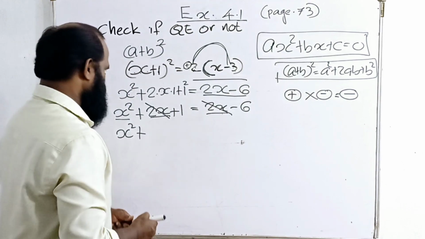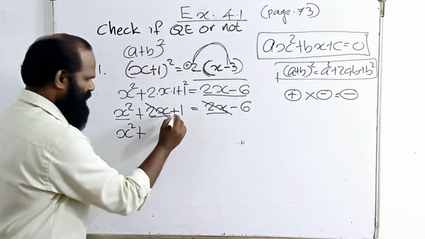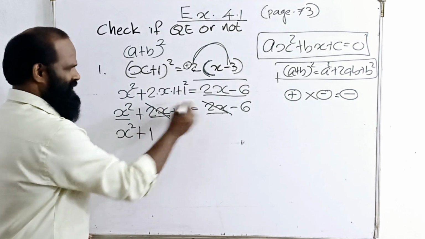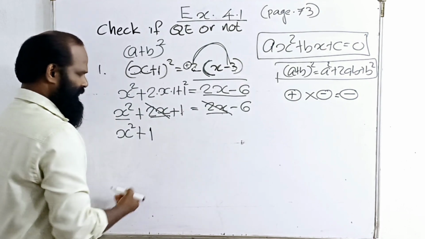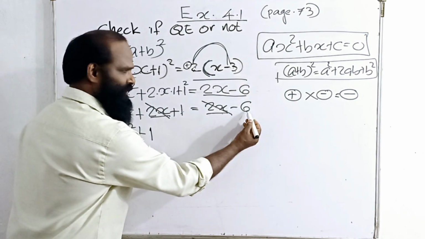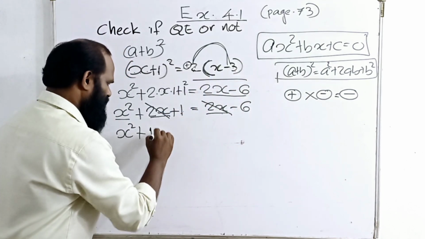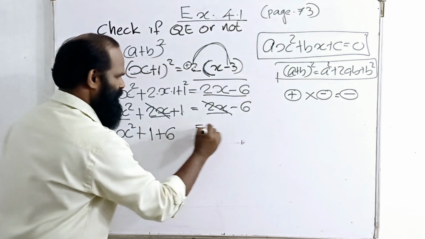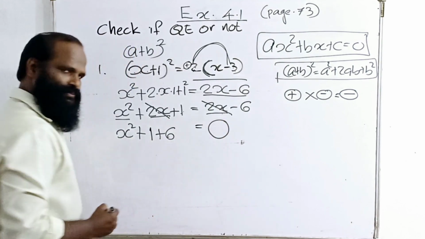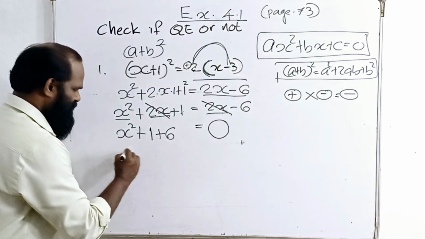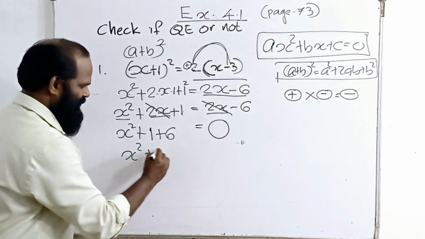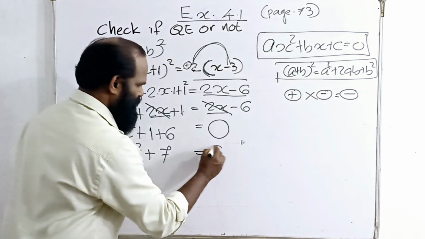Now the remaining terms are plus 1. 2x and 2x are gone. Now this is the term remaining. And on the right side we have one more term, minus 6. Minus 6 comes over here and it becomes plus 6. The right side has become 0. x square plus 7 is equal to 0.